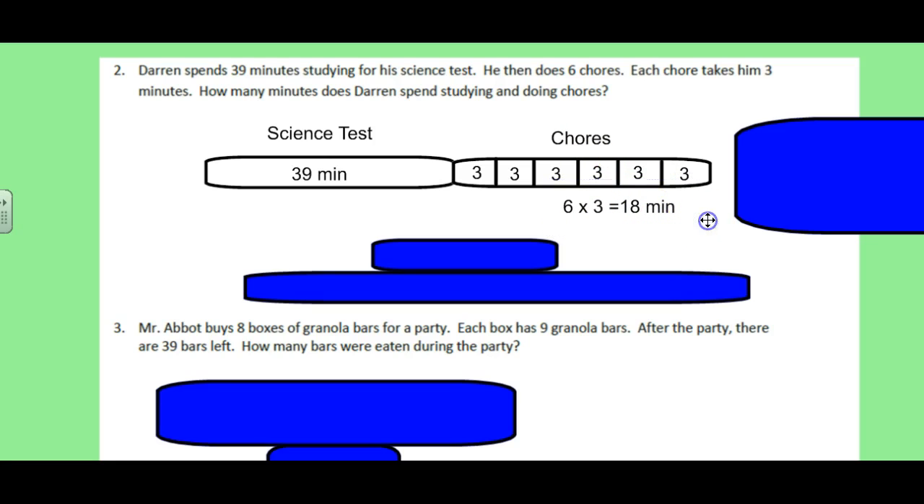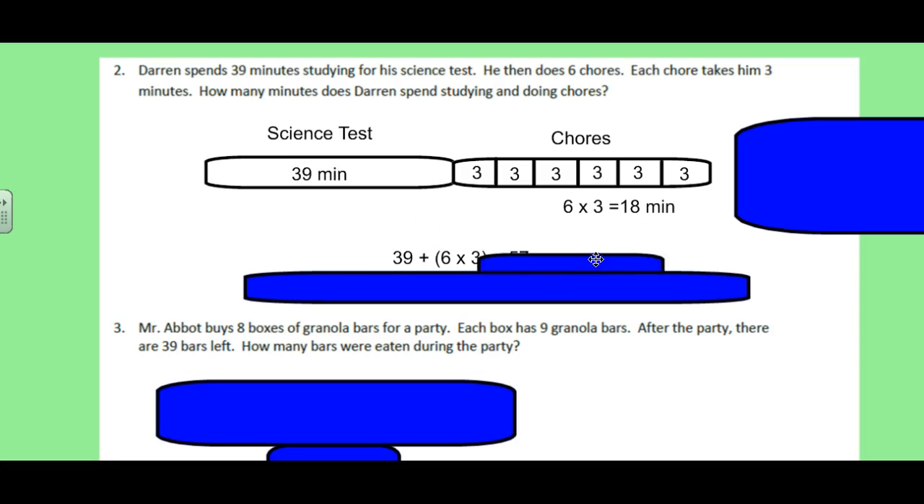So now what do I need to do to figure out how many minutes he spends studying and doing chores? If he spends 39 minutes studying for his science test and 18 minutes doing chores, what do I need to do with those two numbers to see how long he spends in all doing these two things? I want you to write that equation on your problem set and push play when you're ready to check it.